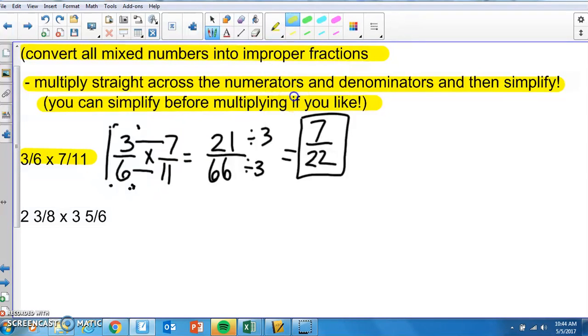So we have 3/6 times 7 elevenths. We multiply straight across the top to get 21 over 66. Divide each of those by 3 to get our answer of 7 22nds. Alright? Now let's go do an example with mixed numbers.